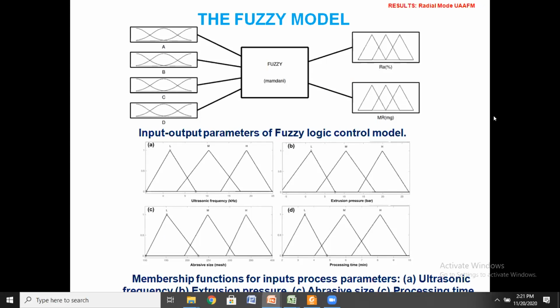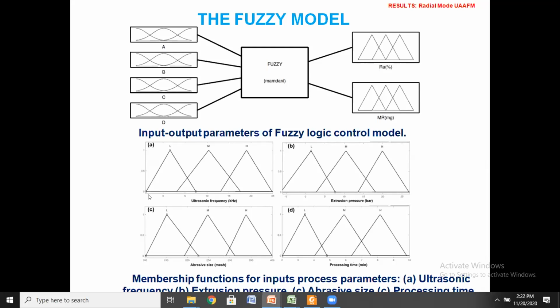If you type fuzzy model, you will get this fuzzy logic, which will be applied in order to predict the data. So I have done a small case study. I will show you. A, B, C, D are my four parameters: ultrasonic frequency or applied frequency, extrusion pressure, abrasive size, and D is my processing time. So I applied the fuzzy Mamdani principle, fuzzy logic, and here RA is my response, percentage, and MR is my another response. The input and output parameters of the fuzzy logic control are shown here.